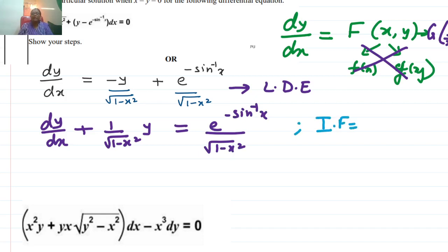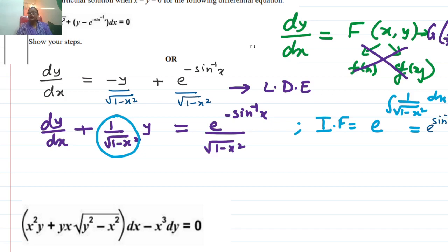What is the integrating factor? It is e to the index integral of whatever is the coefficient of y. What is the coefficient of y? It's 1 on under root of 1 minus x square. And that is giving us e to the index sine inverse x. So the integrating factor is e to the index sine inverse x. You might get this question for objective type also, that is, finding only the integrating factor.